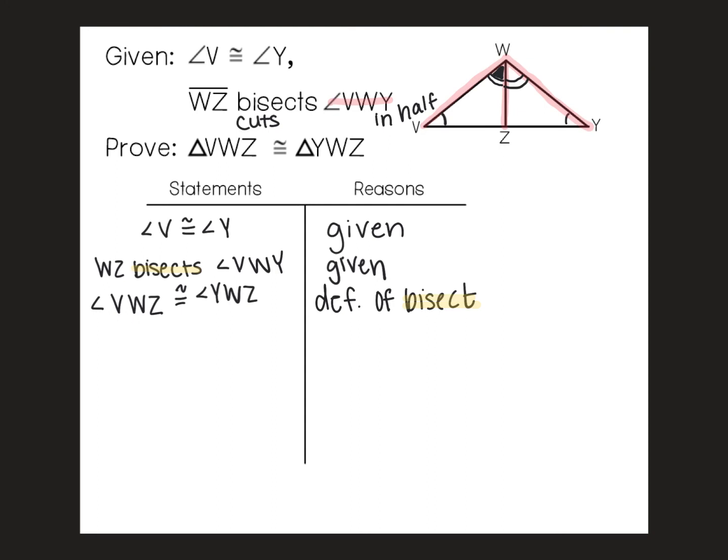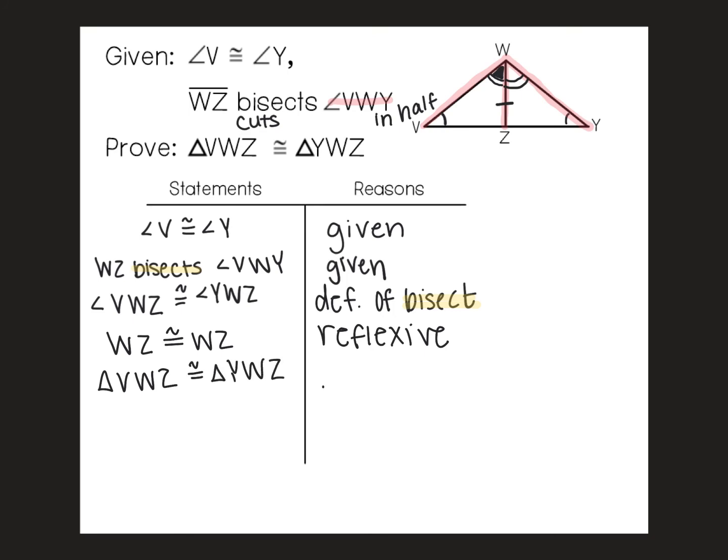Now, I've used both my givens. I still don't have 3 marks on each triangle, so I'm looking for vertical angles, which I don't have, or a line that the triangles share, which is this one right down the middle, WZ. So WZ is congruent to WZ, and that is because it's reflexive. Now I have 3 marks on each triangle, so I can prove they're congruent. And if I look again, I have 2 angles and 1 side. This side is not in between the 2 angles, so it's angle, angle, side.